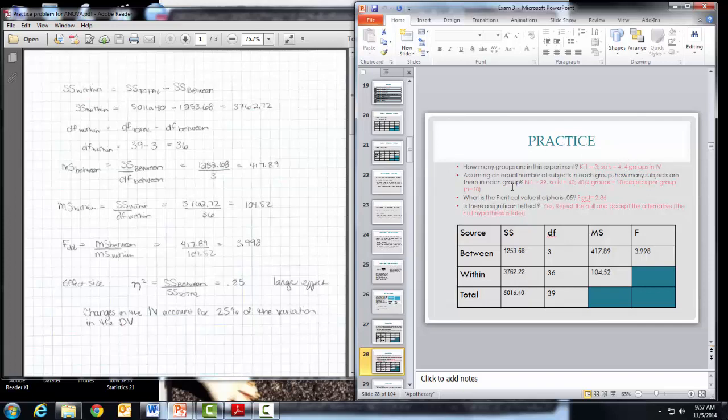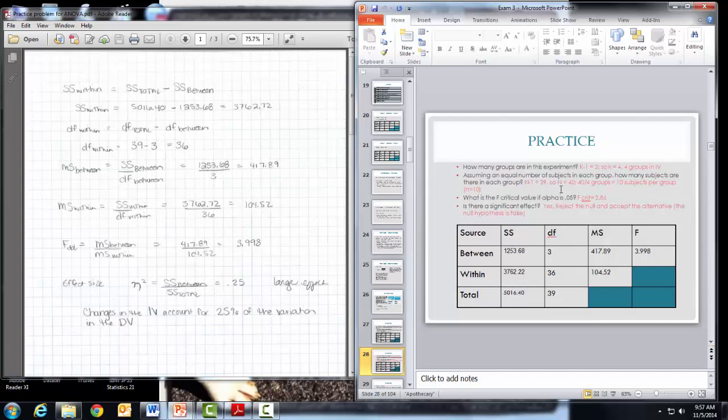Okay. So the second one uses the same kind of logic using our understanding of degrees of freedom. Assuming an equal number of subjects in each group, how many subjects are there in each group? Well, to do that, we look at how many subjects we have overall. We're looking for big N, the total number of subjects, and we know that total degrees of freedom is big N minus 1, which is equal to 39.